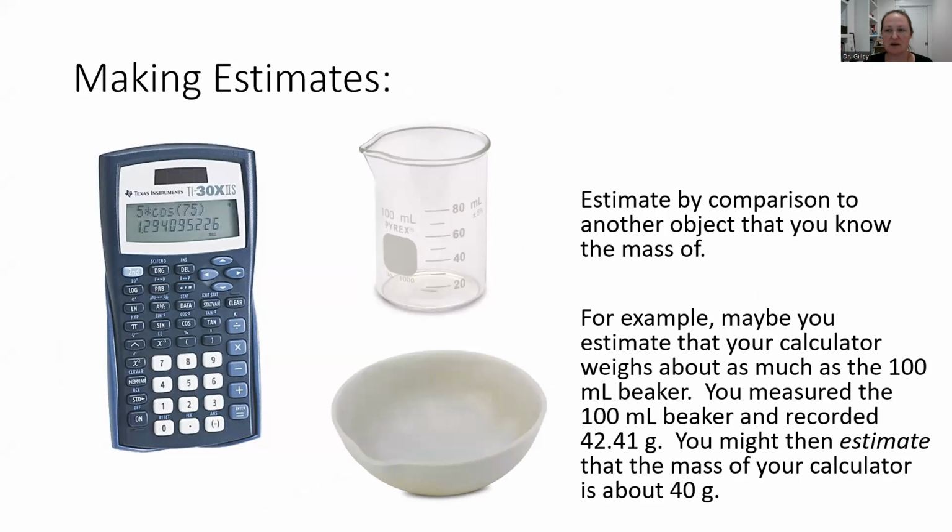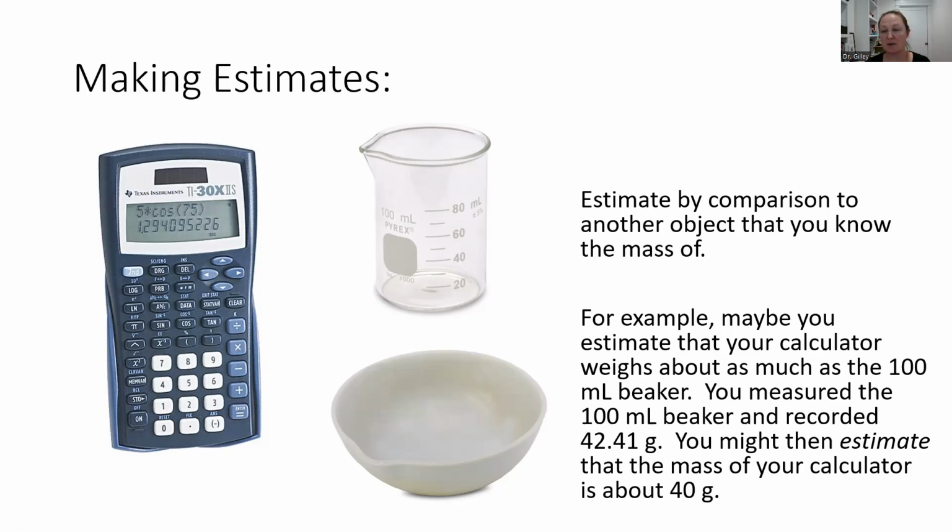And one way to do that is to compare it to something else that you might know the mass of. For example, you've already measured a 100 milliliter beaker. So let's say you put them in your hands, right, your calculator, the beaker, and maybe they're about the same, right? And you know that your beaker weighs 42.41 grams. Maybe then you say, okay, the calculator is about 40 grams.